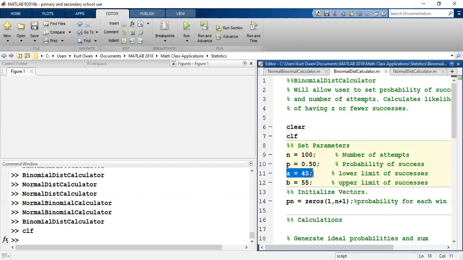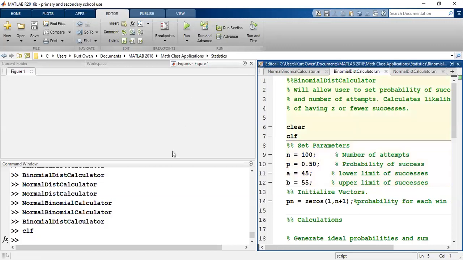And then we have two new numbers here. A equals 45 and B equals 55. So what we're actually doing with this simulation is we're going to see what is the probability of getting between 45 heads and 55 heads out of 100 tosses. So we know that 50 is the most likely outcome, but simply getting 50 is fairly unlikely. We want to figure out what the probability of getting between 45 and 55 will be.